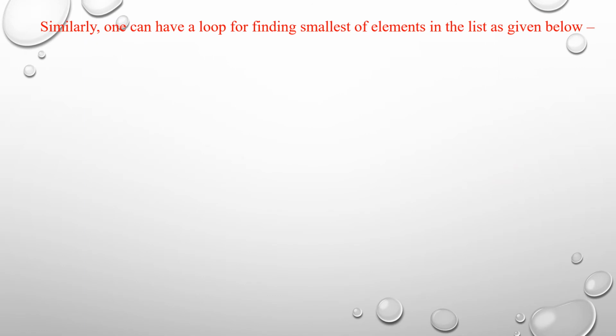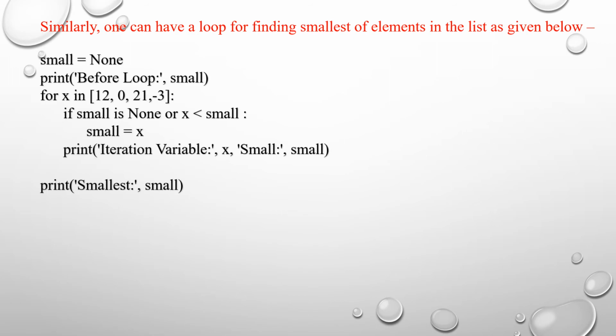Similarly, one can have a loop for finding the smallest element in the list. This code gives the smallest number. Here, we declare the constant value None to small. After that, we print, before loop, the number is small. So the default None value is the constant value.